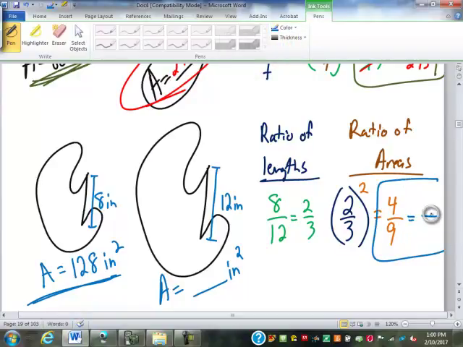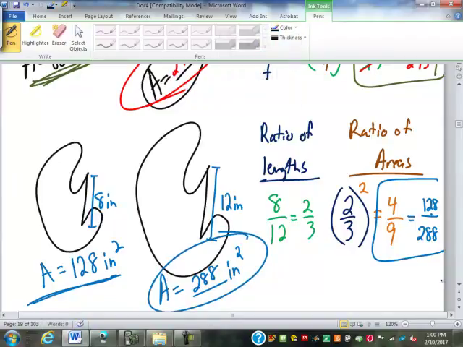What's going to go over here? 128, top or bottom? Top. So we shall cross multiply and divide. We are going to get 288. Is our area?